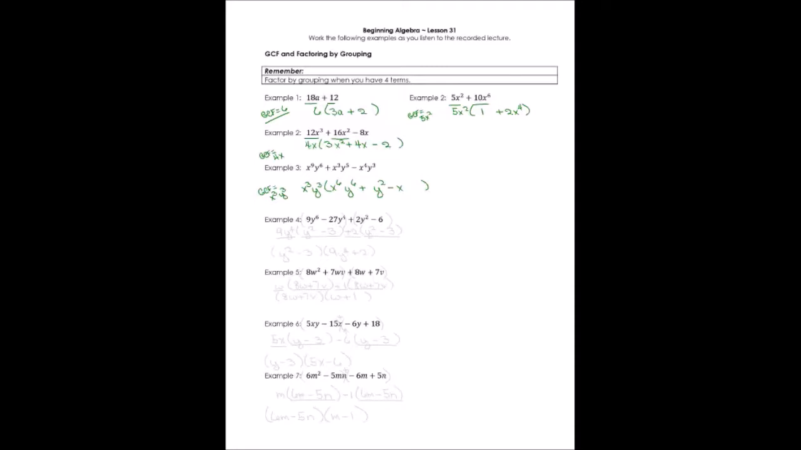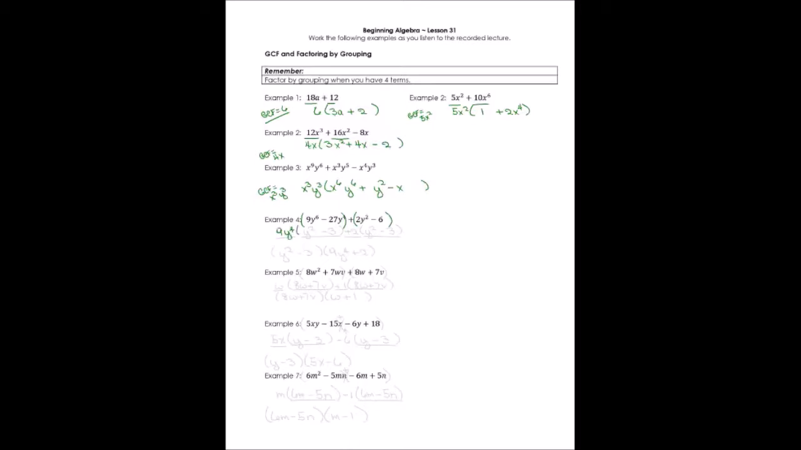Now let's take a look at something we call grouping, factoring by grouping. And this is something you do whenever you have 4 terms, a 4-term polynomial, and you want to factor it. The rules are simple. We're going to group the first 2 terms, and then we're going to group the second 2 terms. And we're going to see if we can find the greatest common factor in each. Let's just look at the first 2 terms. 9y to the power of 6 minus 27y to the 4th. Well, I can see that 9 is a GCF for that one, and so is y to the 4th.